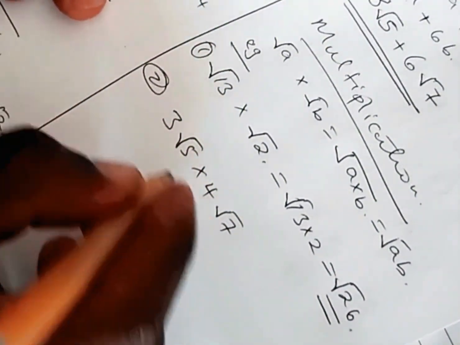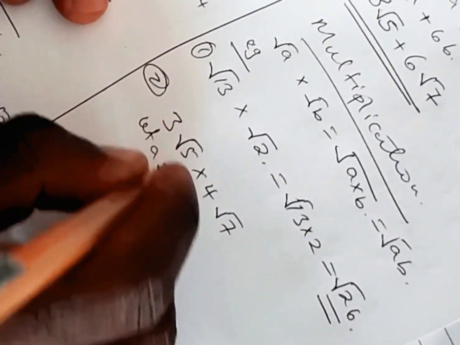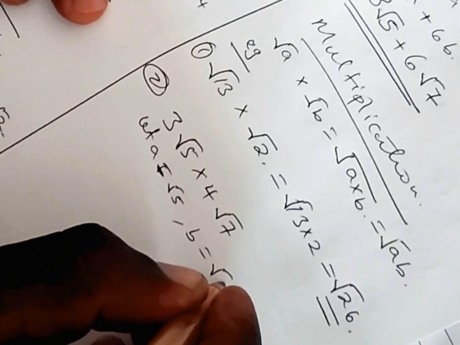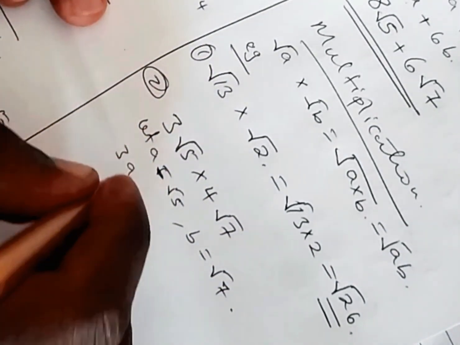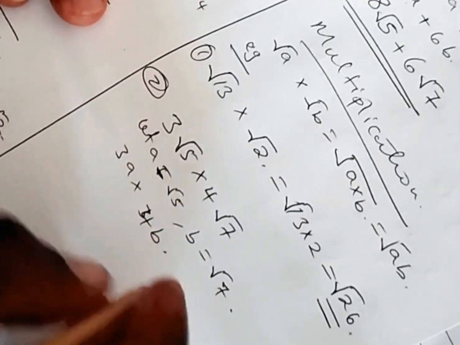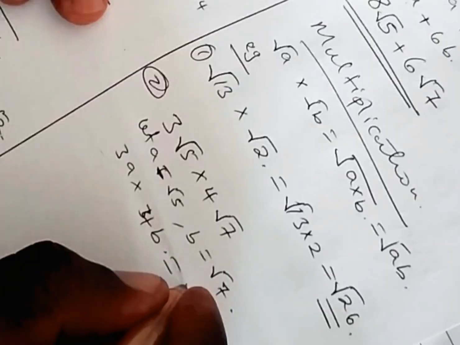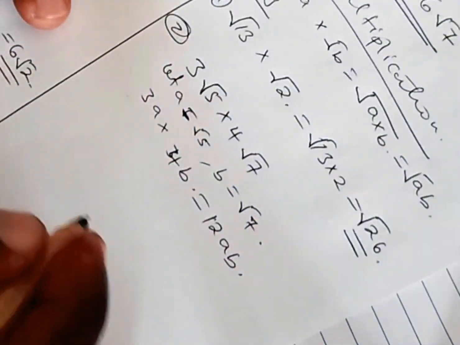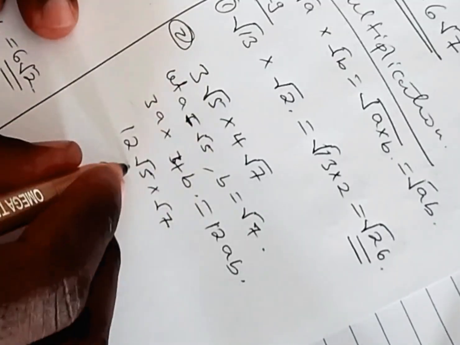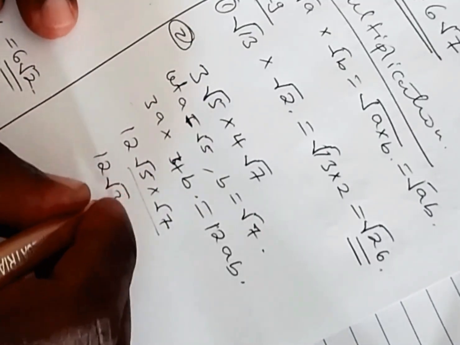That's one. Number 2, if you have 3 root 5 times 4 root 7, how do you solve this? It's just like algebra. You let a equals root 5 and b equals root 7. So we have 3a times 4b. This one is 12ab. So meaning this is 12 root 5 times root 7. This one will be 12 root 35.